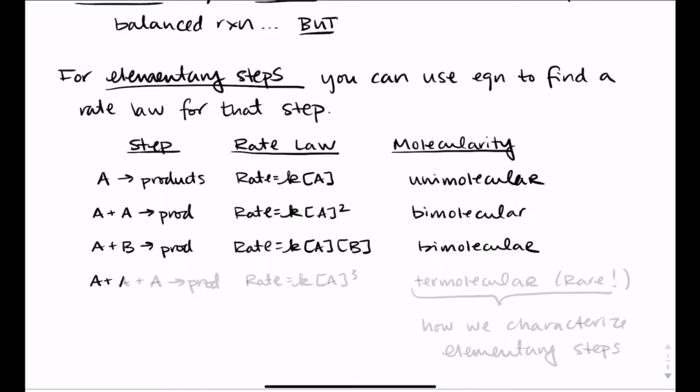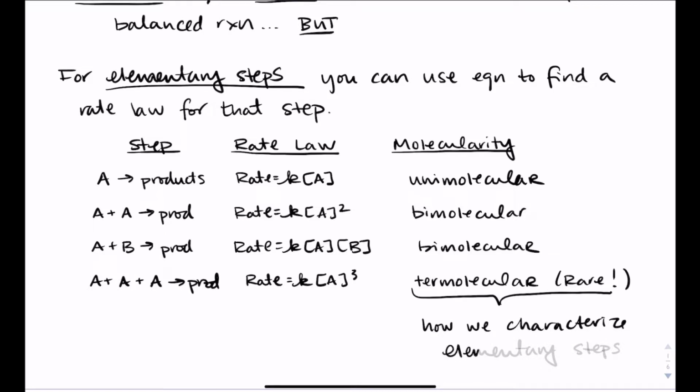It's two things reacting with each other. They don't always have to be the same two things. We could have A reacting with B, and the rate law for that step would be rate equals k times the concentration of A times the concentration of B, still bimolecular. We could have three A's reacting with each other and have that the rate is equal to k[A] cubed. This would be a termolecular step.